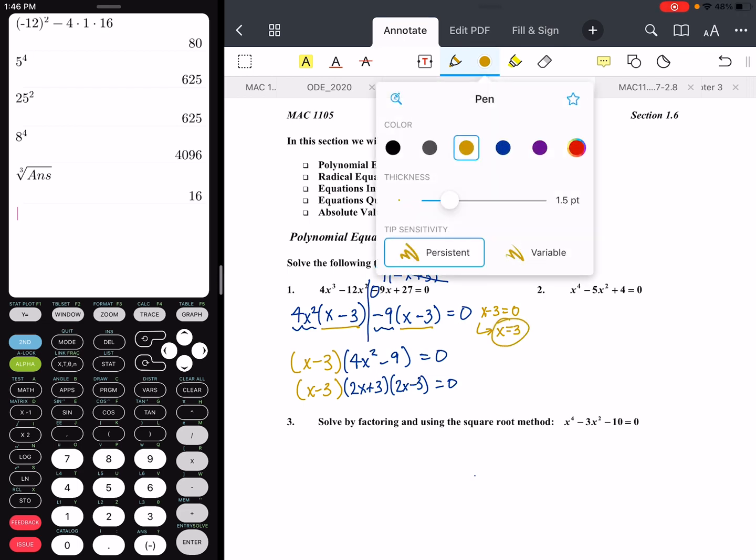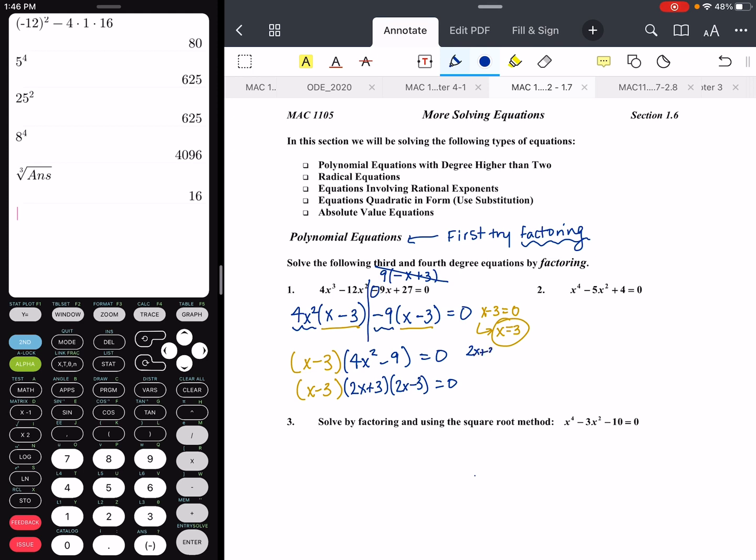We can set 2x plus 3 equal to 0. Subtract 3 and then divide by 2, and that will give me x equals negative 3 halves as a second solution. Or we can set 2x minus 3 equal to 0, add 3 to both sides and divide by 2, so this gives me x equals positive 3 halves. So x equals 3 or negative 3 halves or positive 3 halves. So in this case we factored, then we factored a second time, so make sure you fully factor. And then we were able to set each of these individual factors equal to 0 and solve.